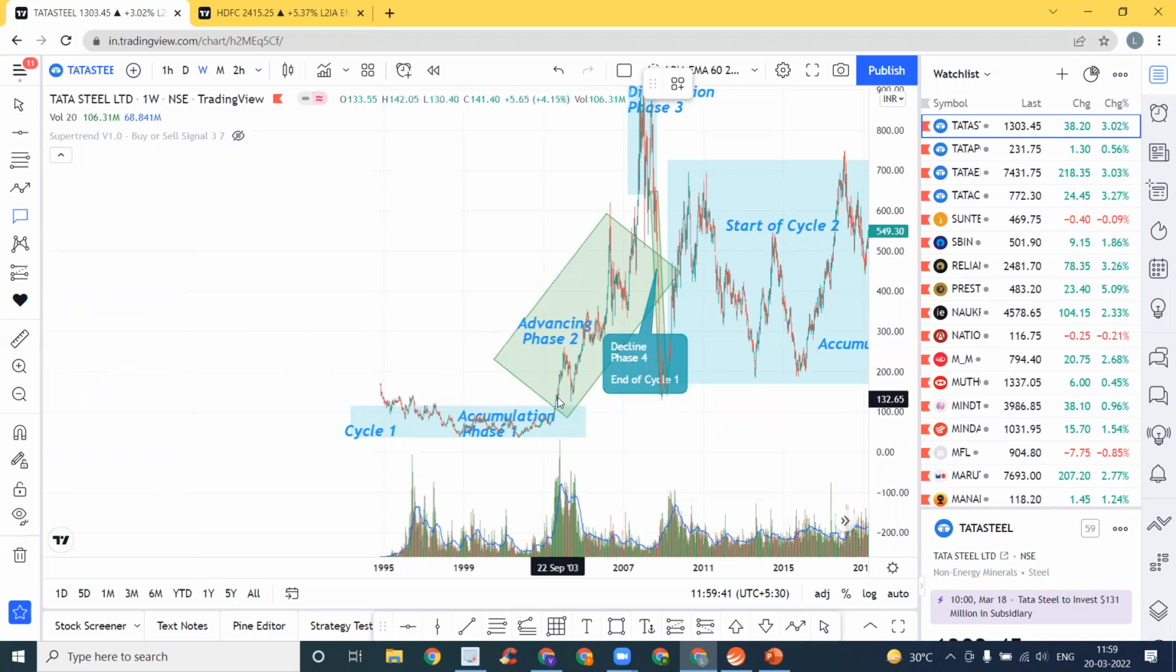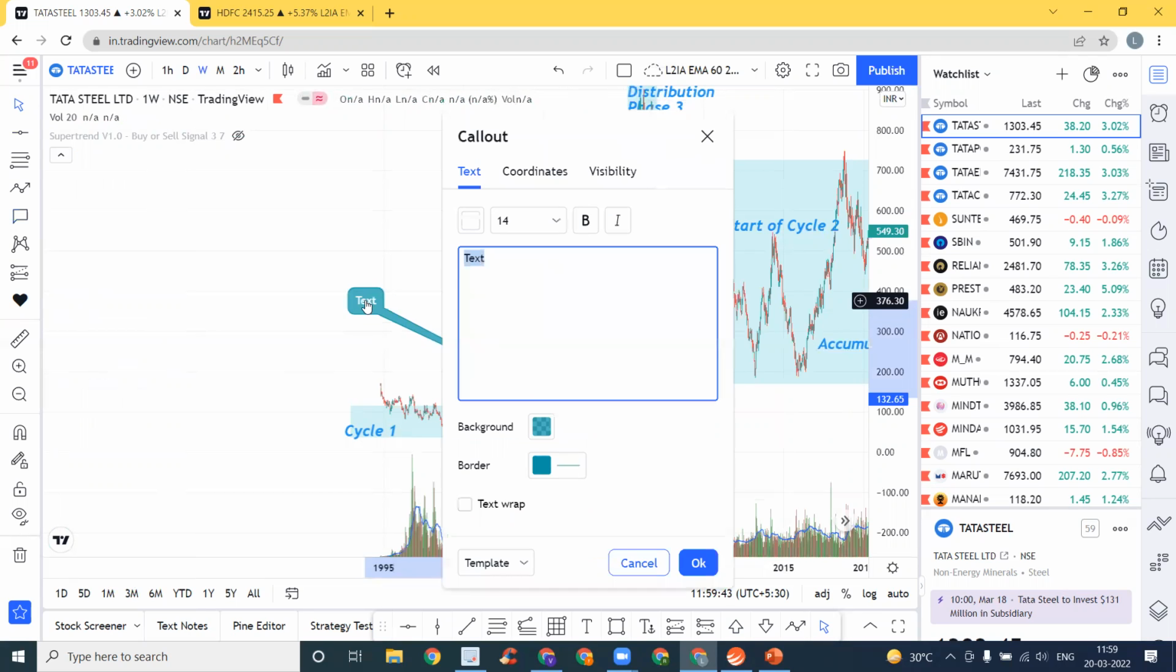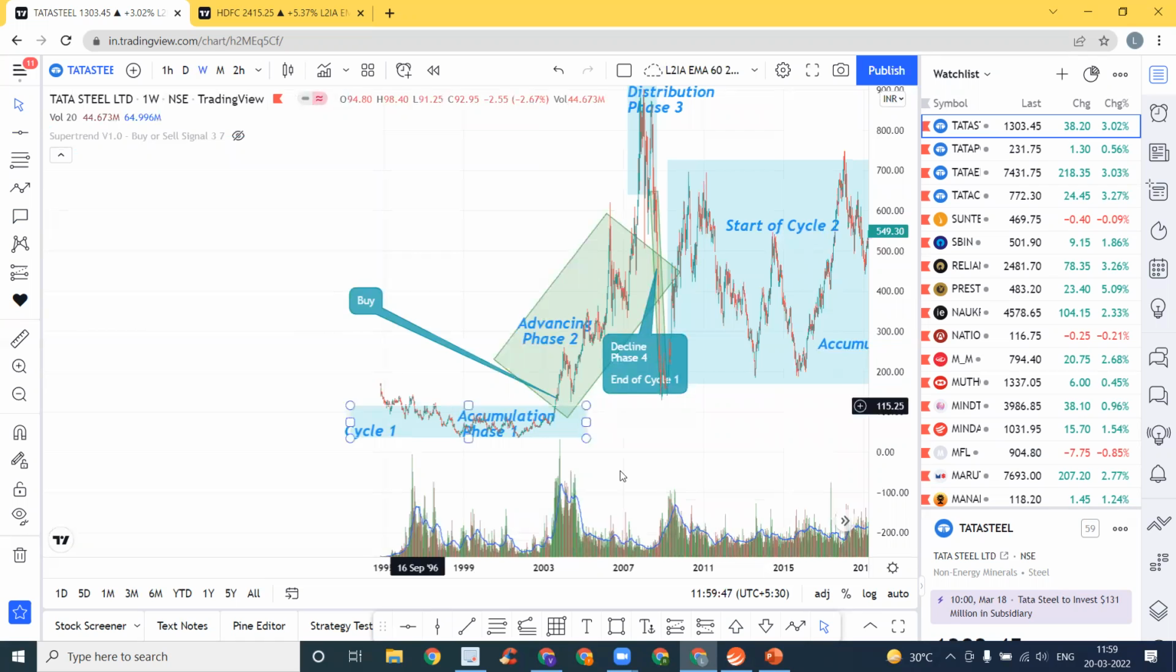You can enter money at this level. Buy the stock at this level, because if you have bought it at any of these levels, like Reliance, Tata Steel from 95 to 2004, you will be holding the stock at the same level. You should enter at the end of the accumulation phase and the beginning of the advancing phase.